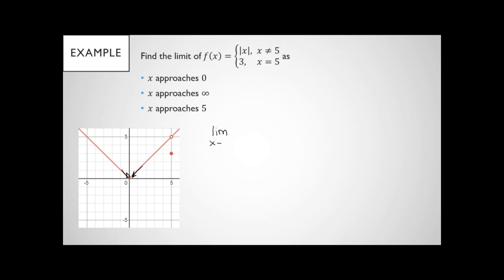So again, it's a piecewise. I'm not going to write the function. I'm going to just write f of x. So as x goes to 0, our y value is going to 0. Next is the limit as x approaches infinity. So that would be our graph is going higher and higher and higher. So that is also approaching infinity.